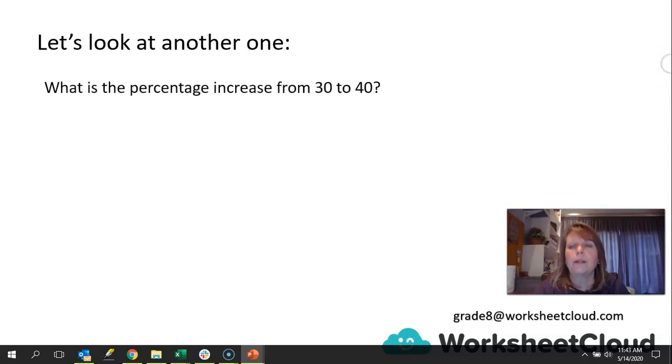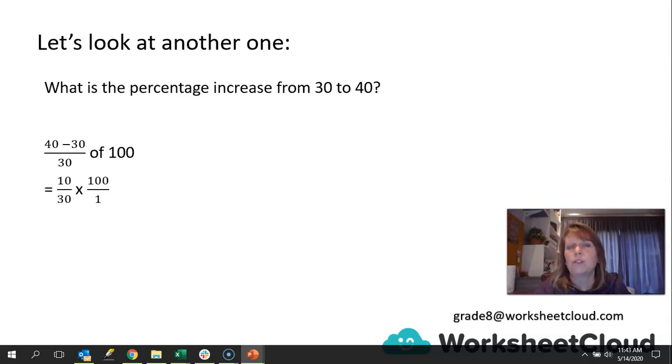Okay, let's look at another one. What is the percentage increase from 30 to 40? So we'd go 40 minus 30 all over the original amount of 30. Remember, the original amount is what it has increased from. Okay, so where we started. We started on 30, it increased to 40. We find the difference between those two, which is 10. And we've got 10 over 30.